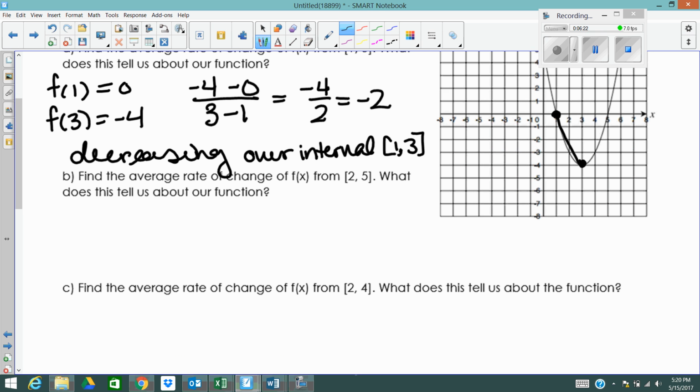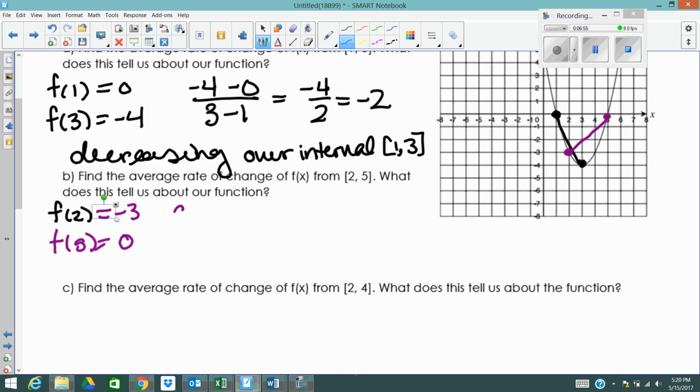Find the average rate of change of f of x over the interval of 2 to 5. What does this tell us about the function? So again, let's evaluate the function at 2. It is -3. And the value of our function at 5 is 0. So again, what I'm doing is finding the average rate of change over that interval, or finding the slope of the line that connects those 2 points.